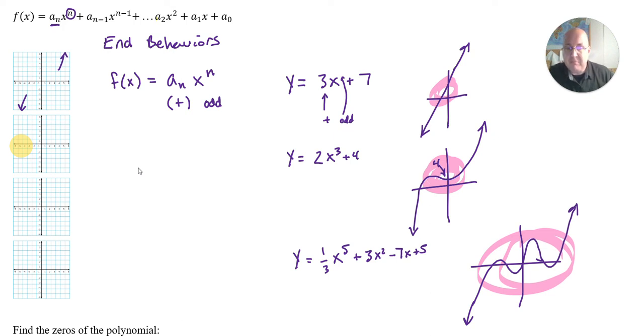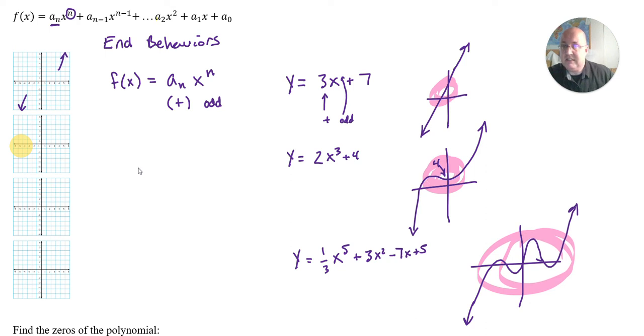a bunch of times. But whatever happens in the middle, we know that the left side is going to go down and the right side is going to go up. And that's going to be the pattern that we're going to see.